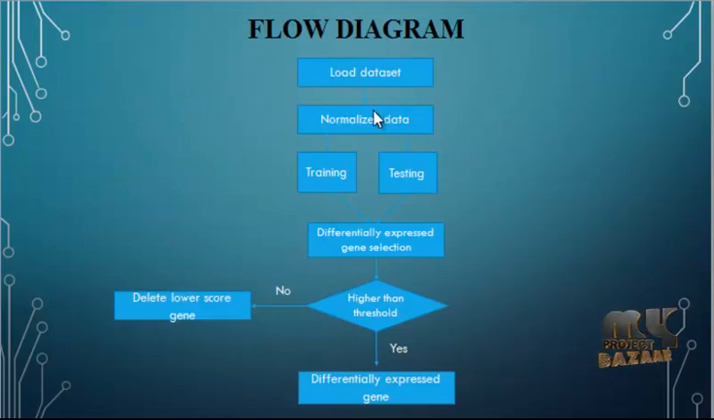And this is the flow of the process. First, we load the dataset, and the second step is normalization of the data. Here we normalize our dataset and we split our dataset into train and test. After splitting, we find the differentially expressed gene selection. Differentially expressed gene selection will be done by logistic regression, and we'll fix the threshold. This threshold will be calculated for lower score genes and differentially expressed genes.